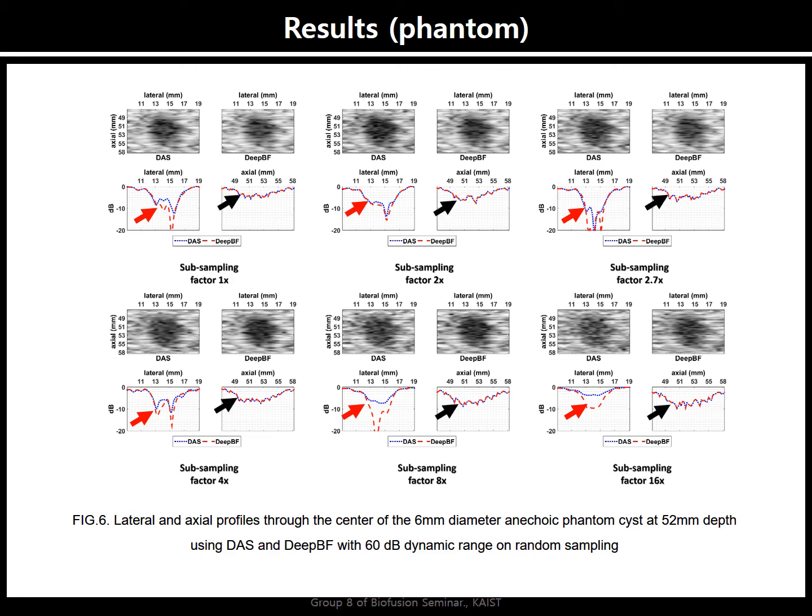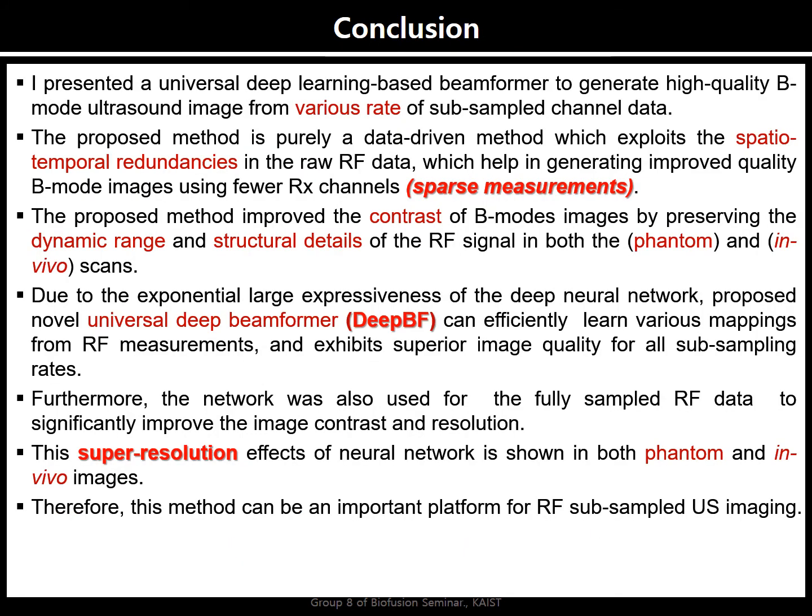Although the axial profiles show a similar trend to the DAS, the relative shift in the pixel intensity is constant for all subsampling factors, which means there is no significant degradation in the axial resolution in subsampled images. The study can be concluded as follows: a universal deep learning-based beamformer can generate high-quality B-mode ultrasound images from subsampled measurements.